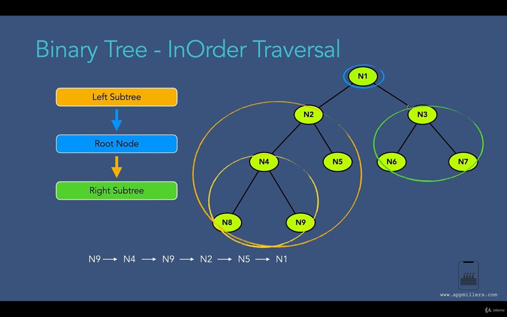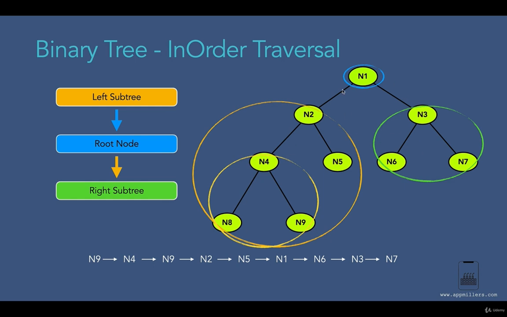Now after finishing N1, we are going to continue to the right subtree, which is located within this green circle over here. Here again, the same logic is applicable. We are going to start by visiting the left subtree. In this smaller right subtree, the left child is N6. So the next node that we are going to visit is N6. Now after visiting the left child, we are going to visit the root node, which for this right subtree is N3. Now after visiting N3, the last node that we are going to visit is the right child, which is N7.